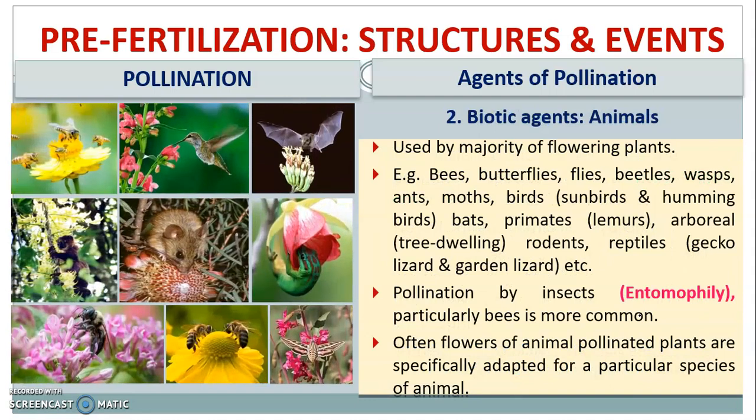Now move towards the next part: biotic agents, the animals. The majority of flowering plants use this living agent pollination, such as bee, butterfly, beetle, wasp, moth, birds, rodents, etcetera. These insects and animals help in pollination, the transfer of pollen grain from anther to stigma. When the pollination is caused by insects, it is known as entomophily. In entomophily, the bee is the most common insect which helps in pollination.